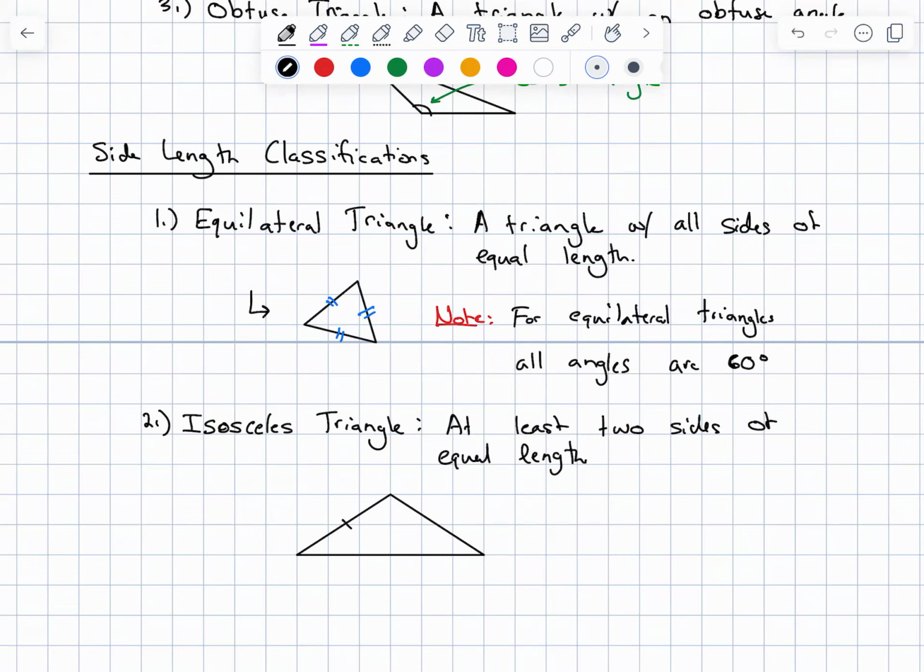These two sides are the same length here, and then this one's different. We'll call this one the base, and then these two the legs. Now that is an obtuse isosceles triangle, but you can also have acute isosceles triangles or isosceles right triangles. Much like with quadrilaterals, there's overlap between certain classifications.